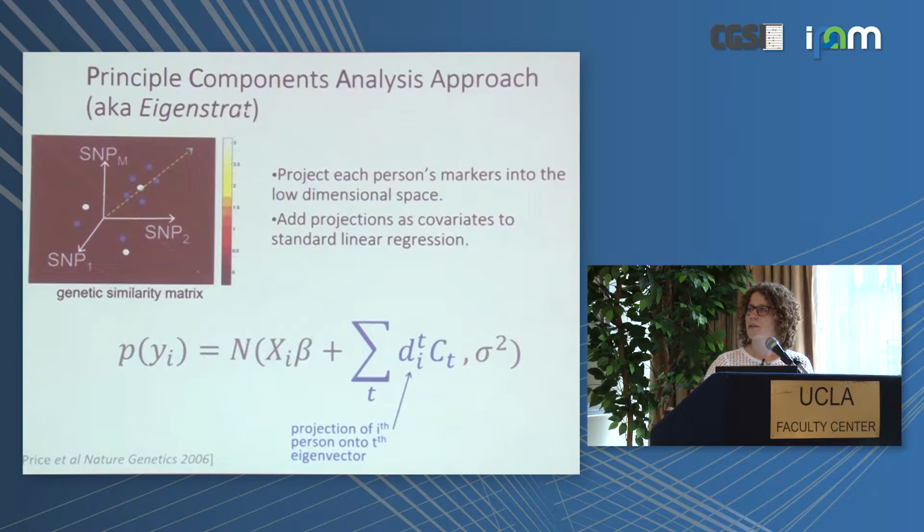And then if you do something a bit more savvy, which is this principal components or Eigenstrat, what you do there is you take this genetic similarity matrix, and PCA is used in many fields, not just genetics. It's amazing actually how powerful it is.